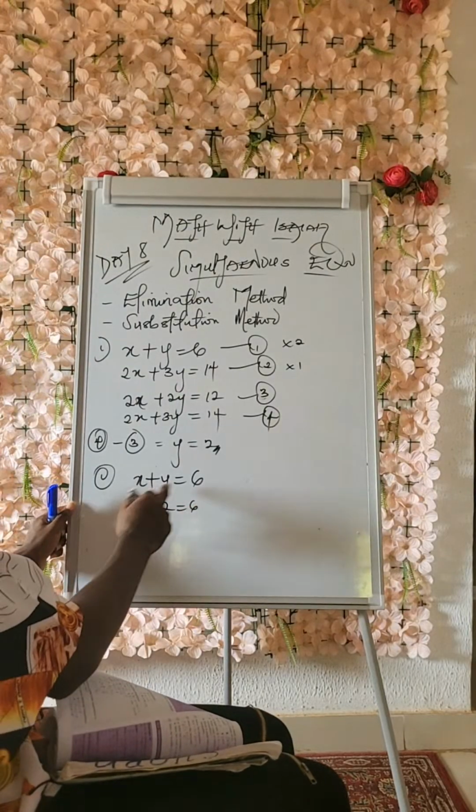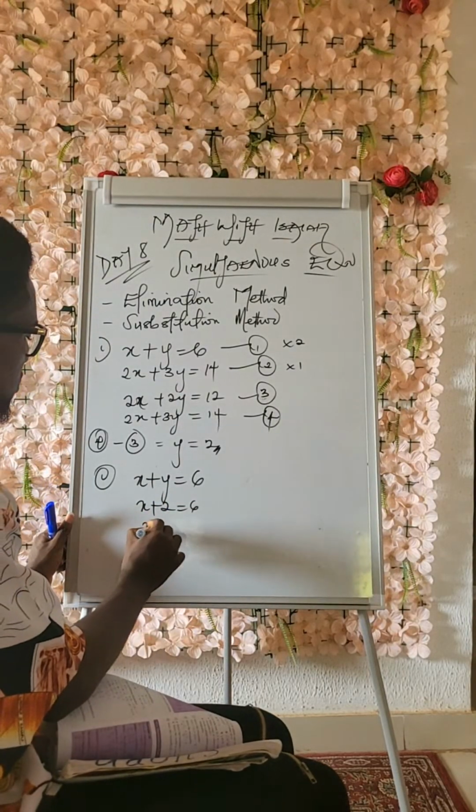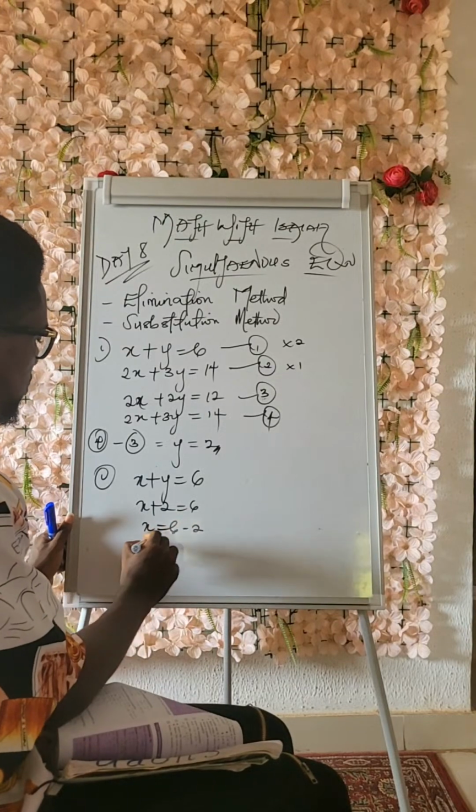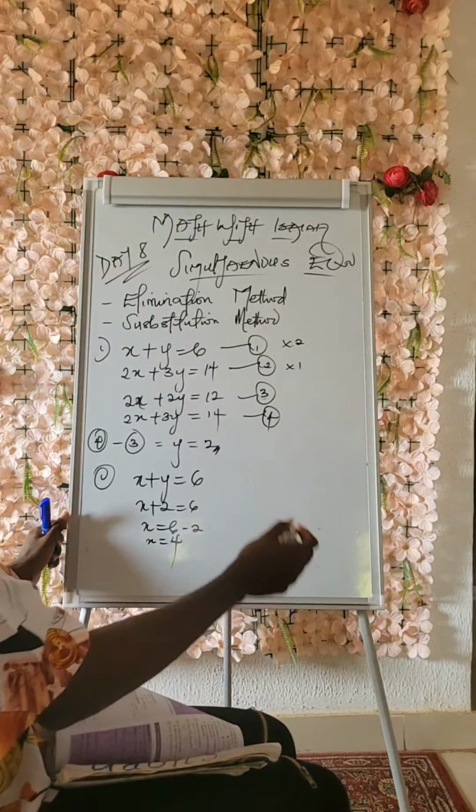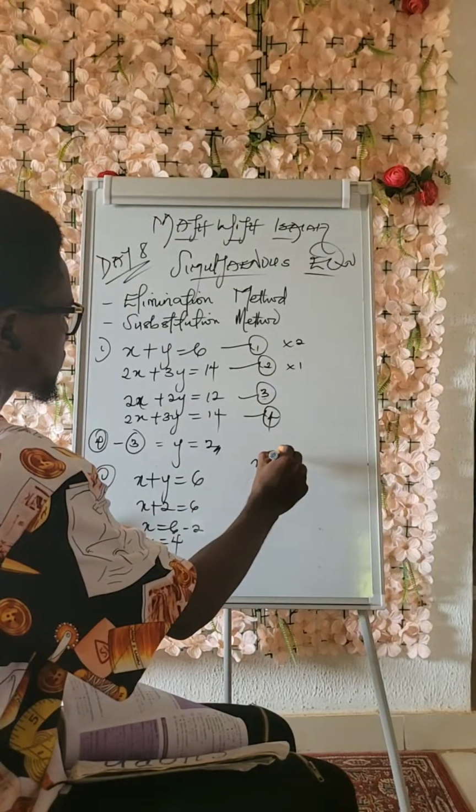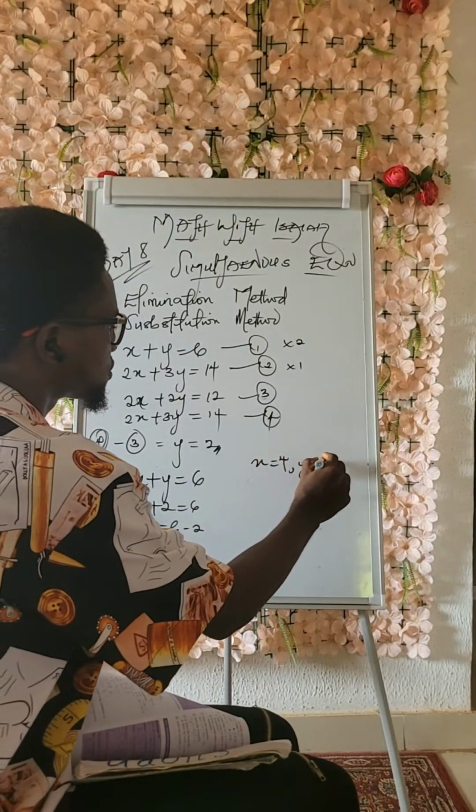So x plus 2 equals 6. Am I right? Move this outside. It becomes x equals 6 minus 2. Then x equals 4. So that's how you solve it. X equals 4, y equals 2.